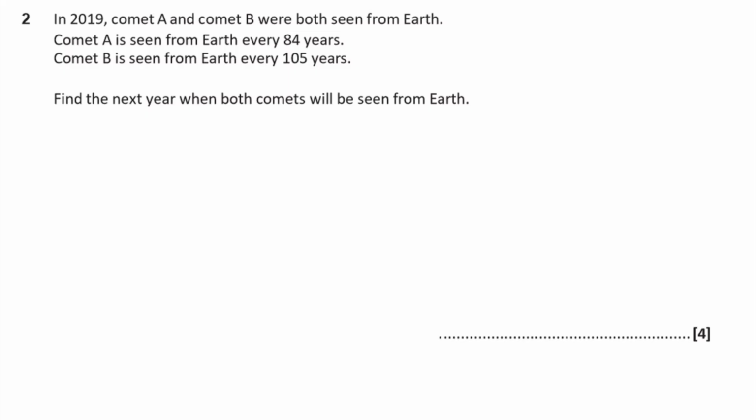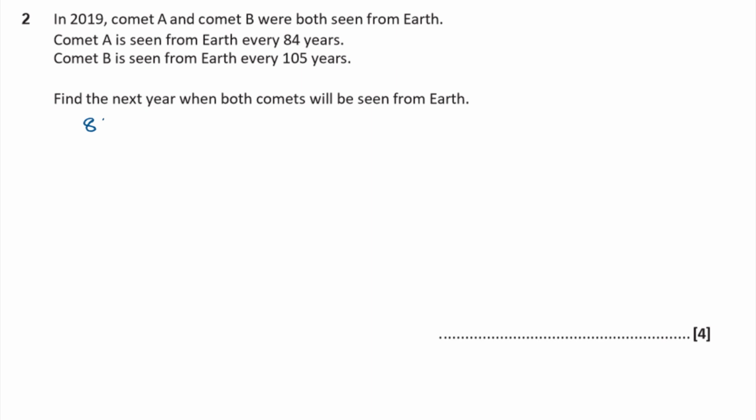Question 2. In 2019, Comet A and Comet B were both seen from Earth. Comet A is seen from Earth every 84 years, and Comet B is seen from Earth every 105 years. Find the next year when both comets will be seen from Earth. Now, this question is actually a lowest common multiple question because if you think about it, we just need to work out what's the lowest common multiple of 84 and 105, and then that will be the number of years that they will then take to arrive at the same time again.